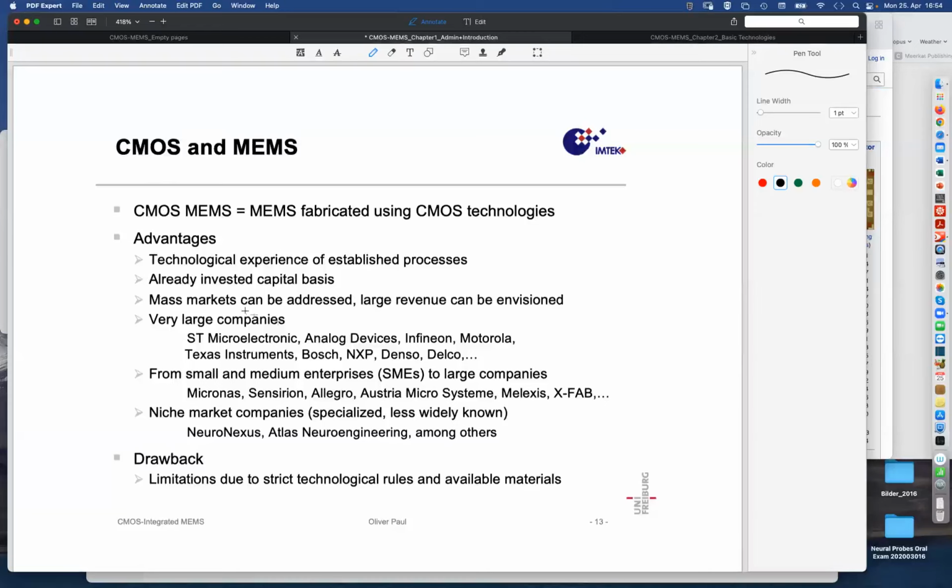There are very large companies who do that, like ST Microelectronics, Analog Devices, Infineon, Motorola, Texas Instruments, and so on. Texas Instruments is, for instance, well known for the DMD, digital micro mirror device. The projector up here may have a DMD chip in there.